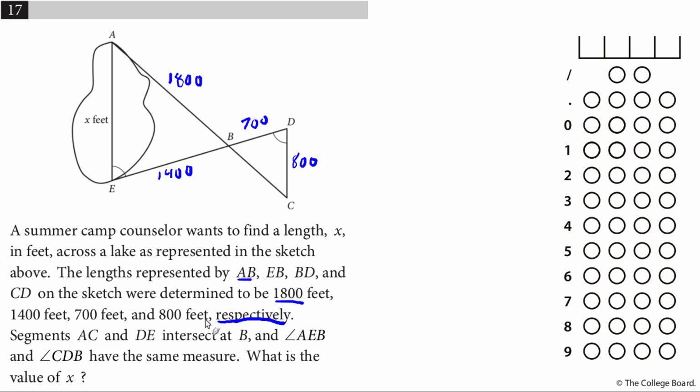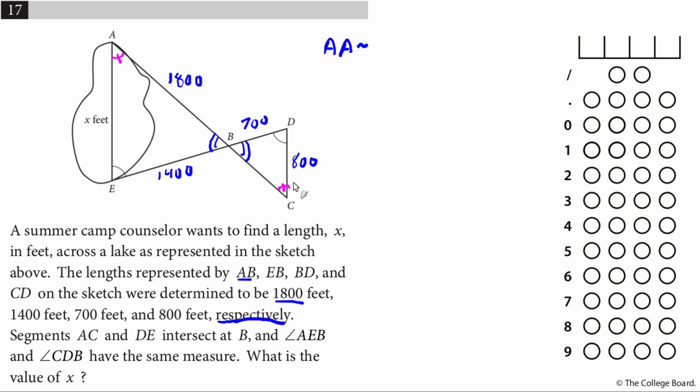Now, they intersect at B. I know, because these are vertical angles, that angles ABE and CBD will be congruent. I'm also given that these are congruent. So the rationale behind this is that these two triangles have to be similar by angle similarity. Since all three angles add up to 180, I know these are the same, I know those are the same, then the remaining angle must also be the same.